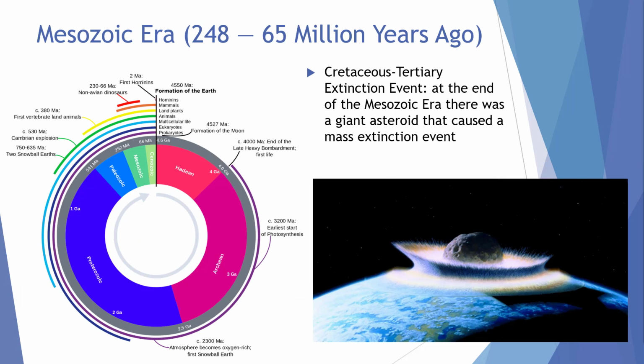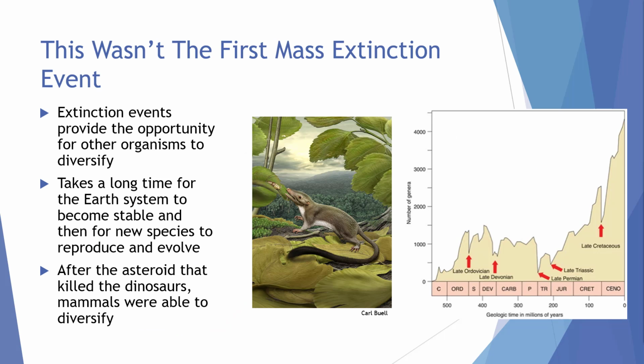At the end of the Mesozoic era, between the Mesozoic and the Cenozoic, there was the Cretaceous-Tertiary extinction event. This was when a giant asteroid hit the Earth and it caused a mass extinction event. This wasn't the first mass extinction. There have been several throughout Earth's history. Extinction events provide the opportunity for other organisms to diversify once the event that caused the mass extinction has abated. It takes a long time for the Earth system to become stable, and then for new species to reproduce and evolve. So after the asteroid that killed the dinosaurs, mammals were able to diversify.